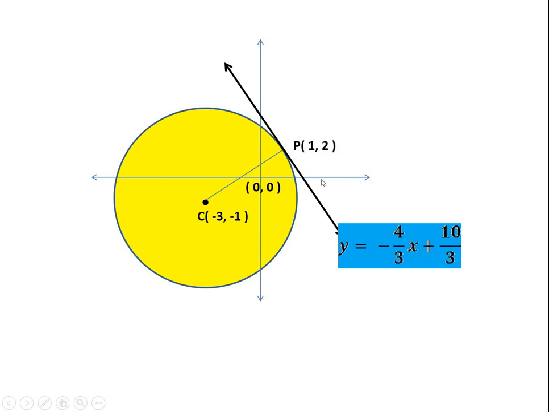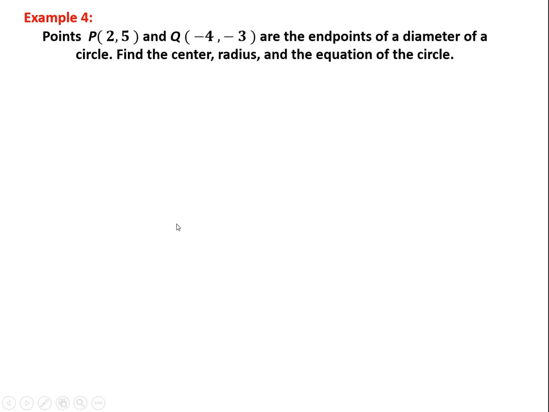Okay, so this is the illustration of the circle with the center at (-3, -1). And this is the y-axis and the x-axis at (0, 0). And this is the point P with the coordinates (1, 2). And this is the equation of the line y equals negative 4/3 x plus 10/3. Okay. So let's have example number 4.